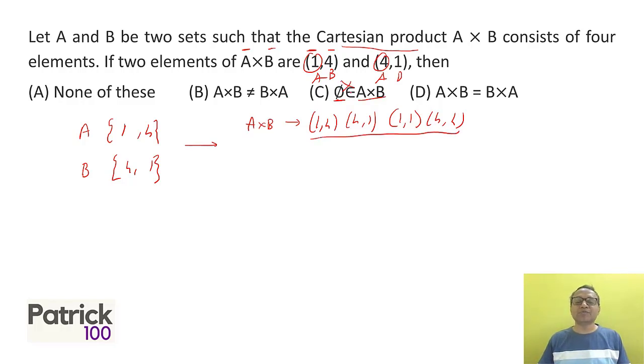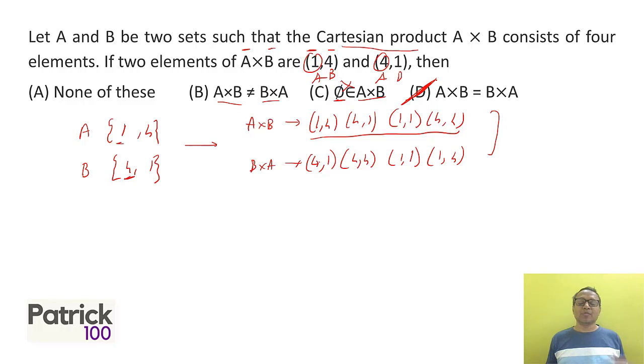So C is false. Now we're looking at A cross B and B cross A. What is B cross A? Same thing, only B is written first. So (4, 4), (4, 1), (1, 4), (1, 1). If you look, both are the same. So A cross B is the same as B cross A, so option D. Here it's a little theoretical: you should know what a Cartesian product is. The moment you know it, it is not difficult to get the answer. Just substitute and get the answer.